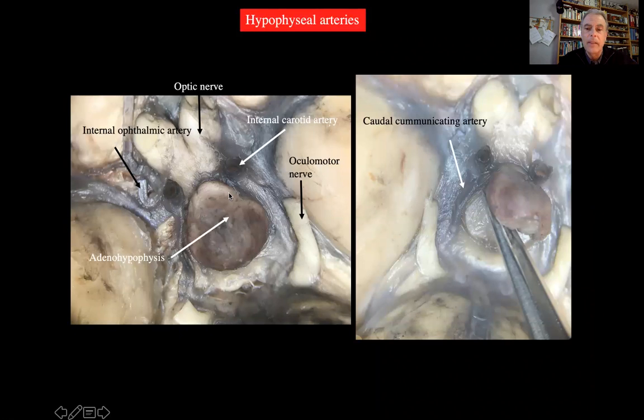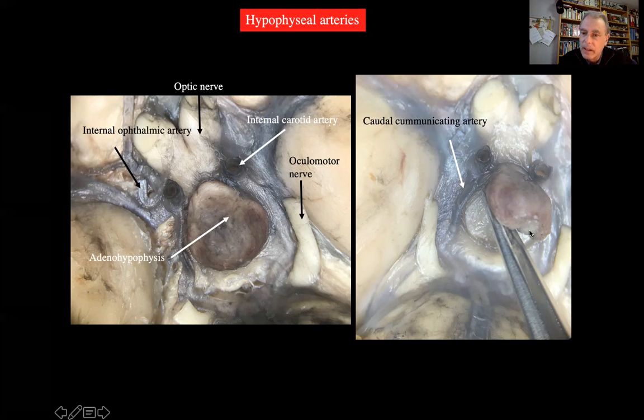Okay, having said that, we are going to talk about the hypophyseal arteries. This encephalon has been injected with Indian ink, and what do we see? We see the adenohypophysis, the optic chiasm, the optic nerves, the oculomotor, and the peripheral lobe here. Again, these vertical vessels correspond to the internal carotid arteries. In one of them, the internal ophthalmic artery is detaching from this internal carotid artery in order to run lateral to the optic nerve.